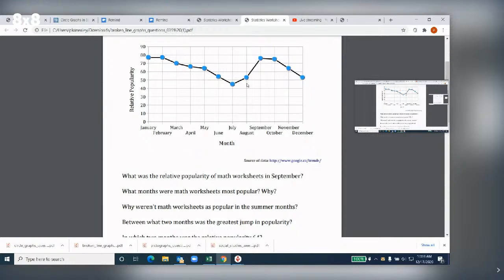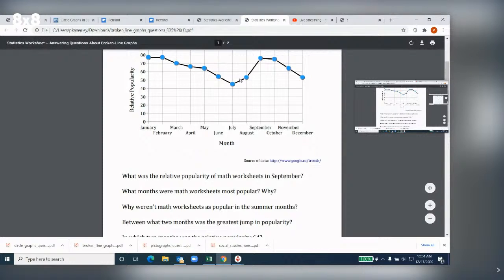Okay. Between what 2 months was the greatest jump in popularity? Okay. So what you have to do here is look and see where the biggest jump between 2 months is. And it looks like right in here. So in August, at the end of summer, it goes from about 50. And then when school comes back in September, it's almost up to 80. So you're going to see between these 2 months, August and September, was the biggest jump. So you'll say August to September.